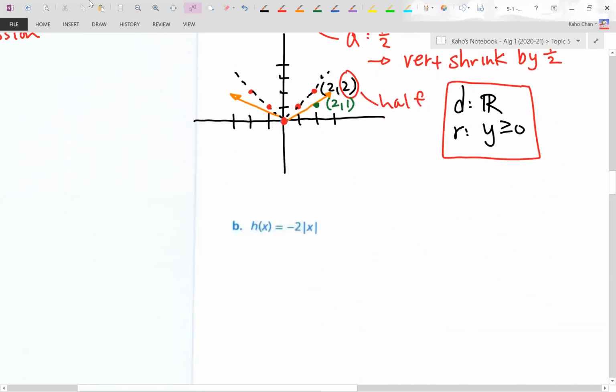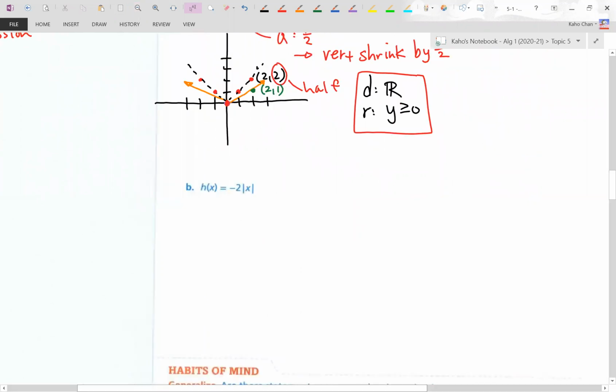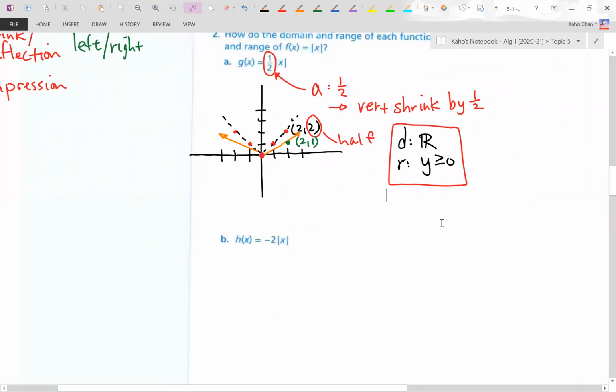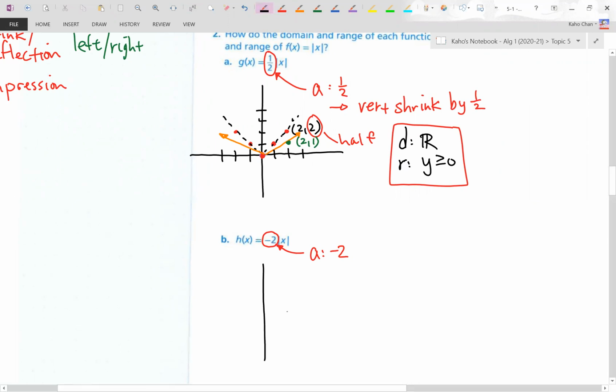2b, same process. I'm going to go ahead and draw in my parent graph and see what happens. Because my a value is different this time. It's -2. Oh, that's interesting. In the previous example, it was 1/2. In this example, we have -2. What's it going to do is the question. I can use a t-table if I want to again. Any guesses what it'll do? What does the negative do? What does the 2 do?